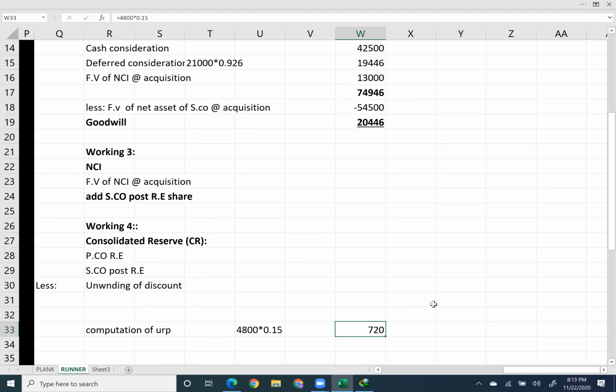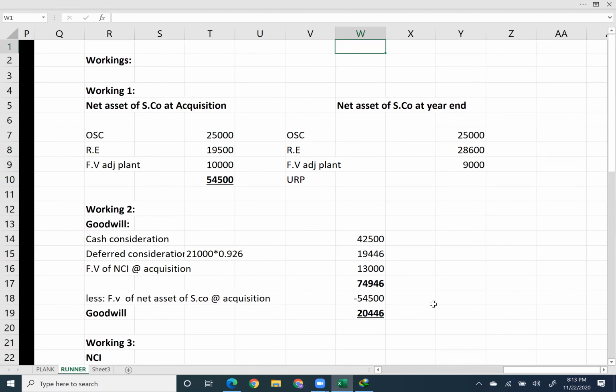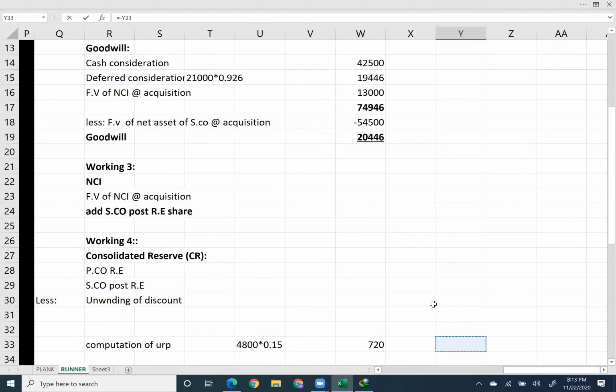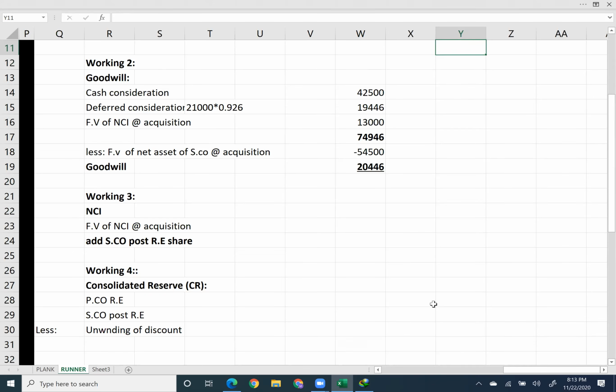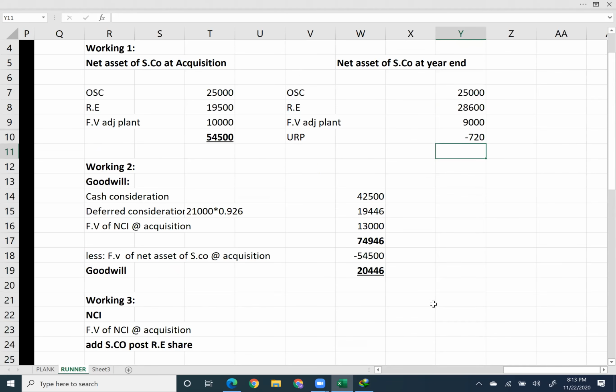Now this URP will be deducted from two places. As this is an S to P sale, my dear student, S company has booked the URP. So this URP will be deducted from S company's closing net assets packet. I have deducted it, and one more place we have to deduct from is group inventory. We need to remove this URP from group inventory as well.